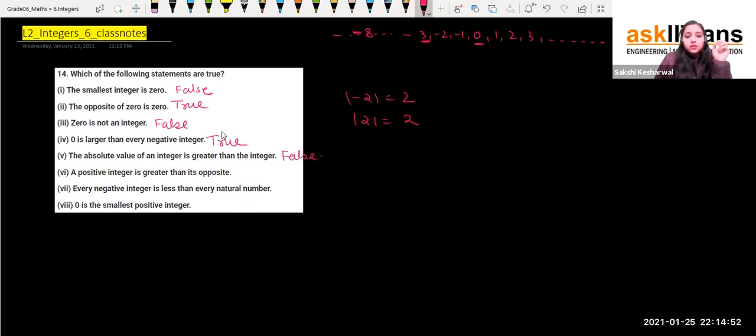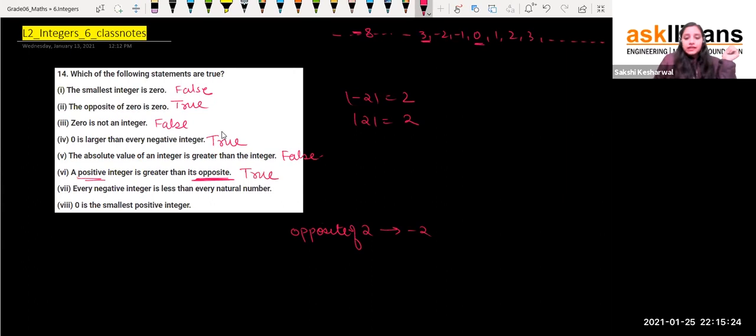Now, the positive integer is greater than its opposite. Opposite means what? This is true. If I say the opposite of 2, what is it? -2. Yes, it's true. A positive integer is always greater than its opposite. The opposite of 2 is -2, the opposite of 3 is -3, the opposite of 10 is -10. Yes, it's true.